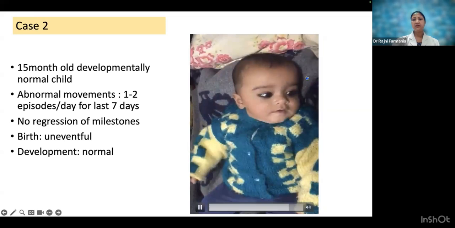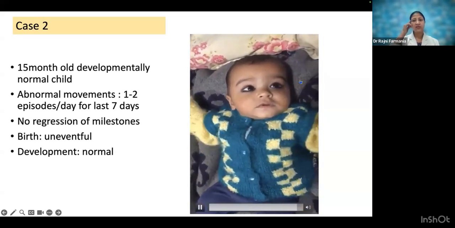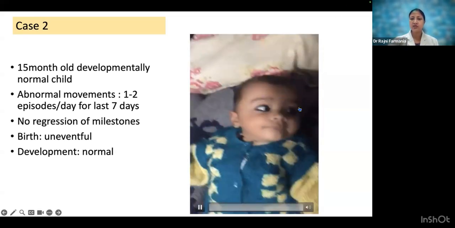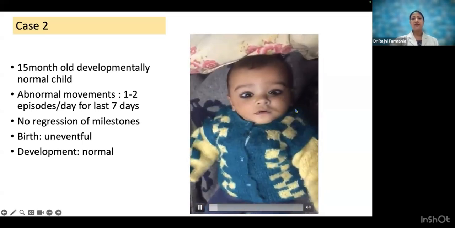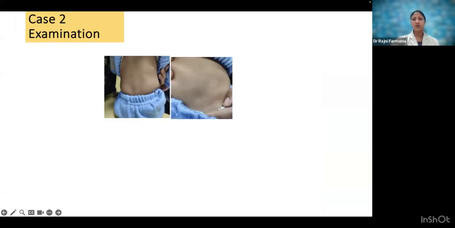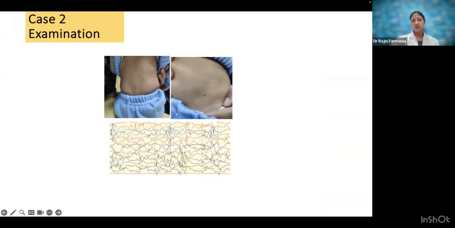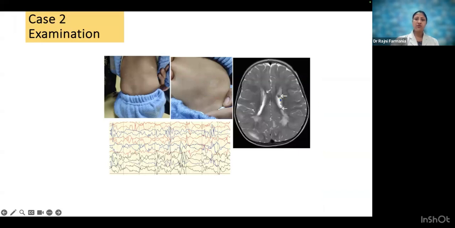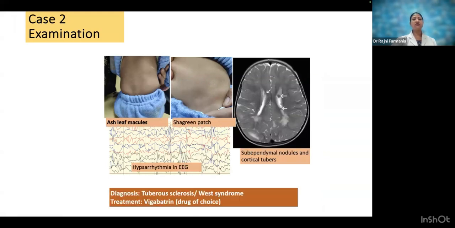And here, what did we get? An important clue. There was a whitish spot. So that was an ash leaf macule. We can see it clearly on the forehead. On further examining the child, we saw further ash leaf macules. We had a shagreen patch. We got an MRI which showed subependymal nodules, and we got an EEG which showed hypsarrhythmia. So this was a case of tuberous sclerosis with West syndrome. And here vigabatrin is the drug of choice. So that's the importance of history, examination, and radiological and electrographic, that is electroclinical, correlation to make a diagnosis.